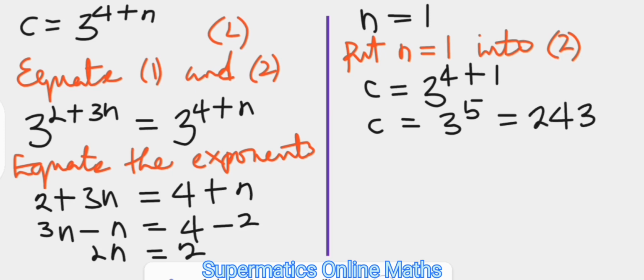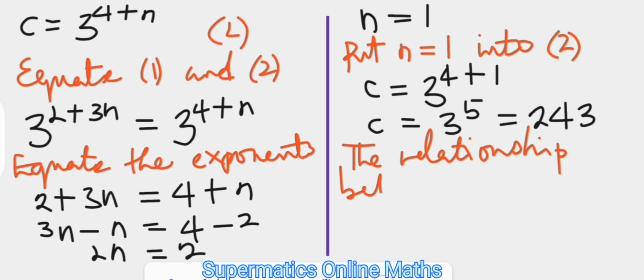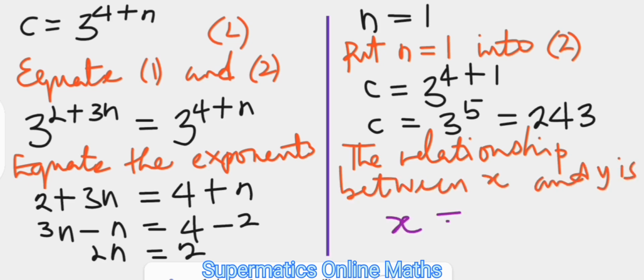243. Substituting this into the original equation, which is x is equal to c over y raised to power n, the relationship between x and y is therefore x equals 243 over y raised to power 1, or just y.